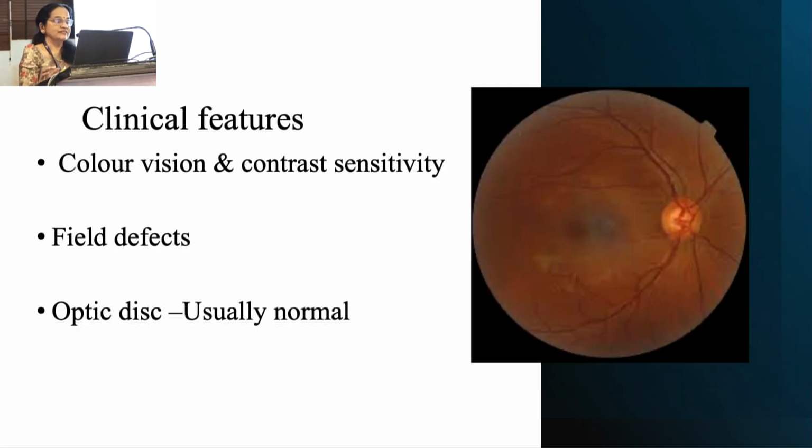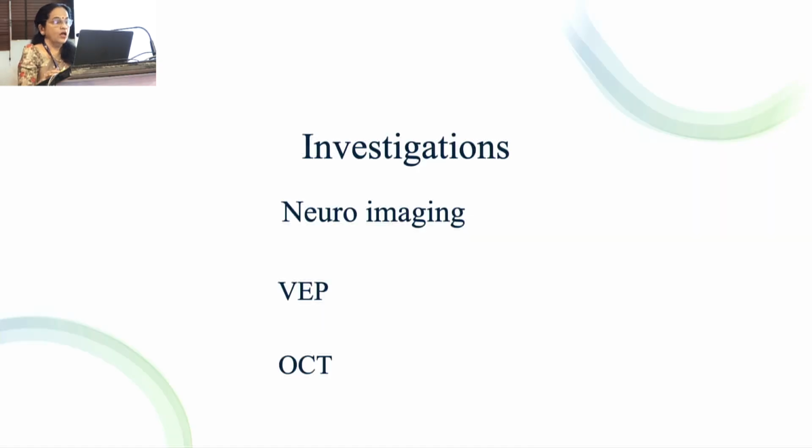Color vision and contrast sensitivity will be essentially low. You can get any type of field defects, but usually in posterior TON, the optic disc is normal. Investigations like neuroimaging are not compulsory to start treatment or to assess prognosis, but they will delineate the type and the site of the injury, and are very important medico-legally.